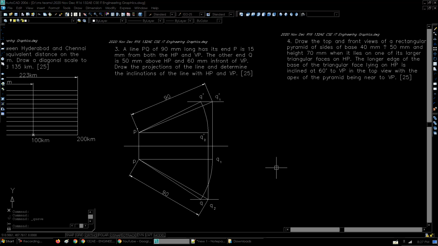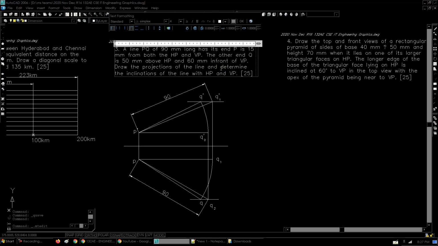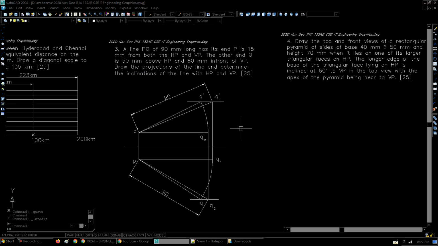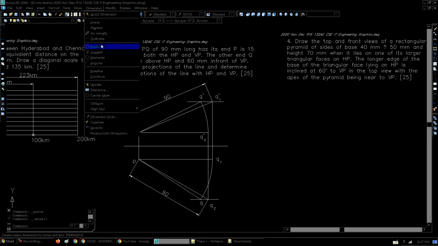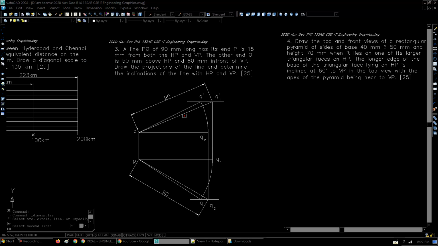There is a last teeny tiny step that we need to do. He's asking us to draw the projections of the line, of course, and he's asking us to determine the inclinations of the line with HP and VP. So what is the inclination of the line with HP and VP? Let us see. Let's take this angle, measure this one here. So you can see it's 23 over here and 30 degrees over here.